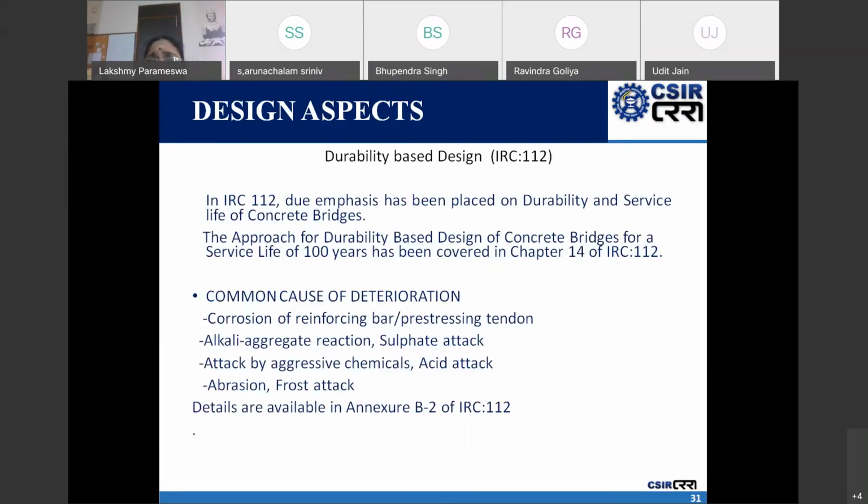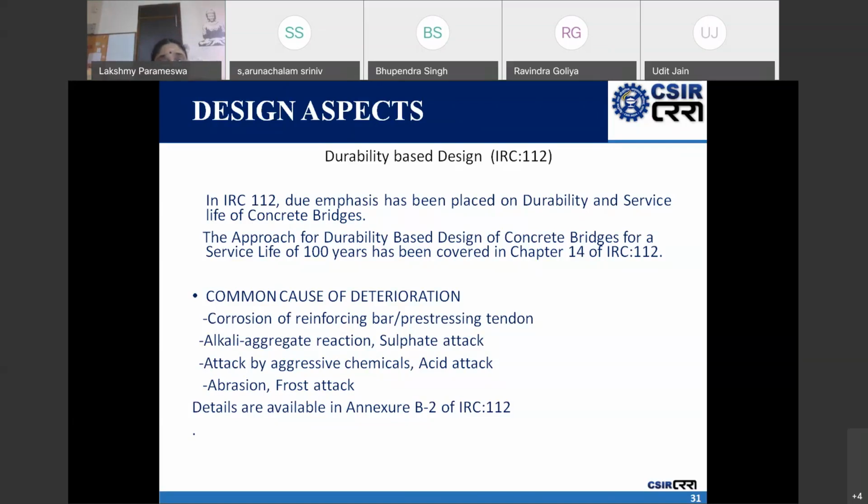Now coming to the durability based design, what is there in IRC 112, as I told you, for the design of 100 years, you cannot simply consider the strength alone, but also the durability is very, very important. So for that, first we have to understand how a bridge can deteriorate, because we don't want the bridge to deteriorate during the 100 years. That is our aim when we are addressing the durability-based design.